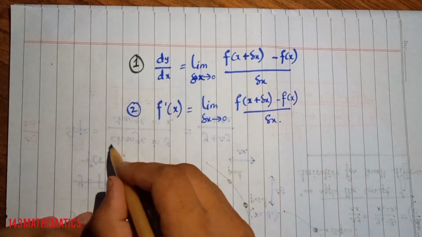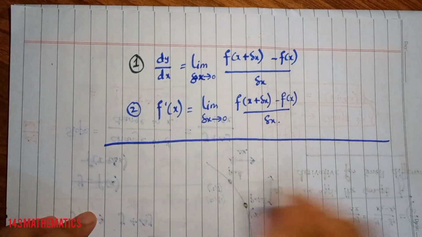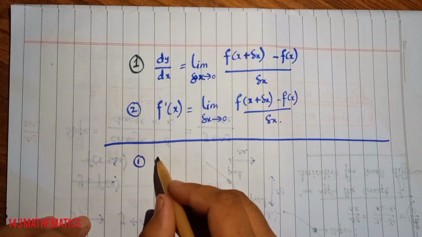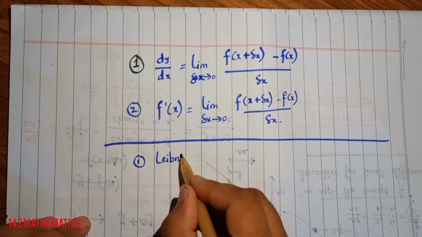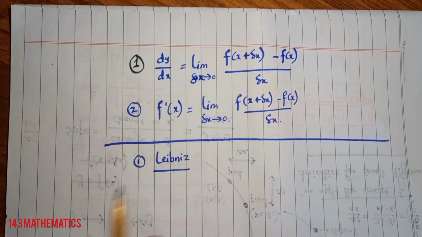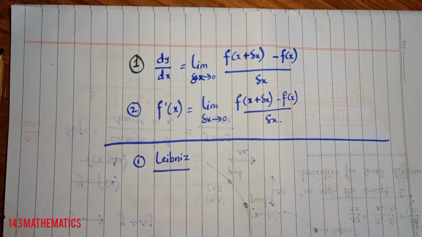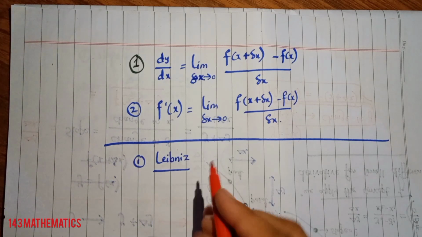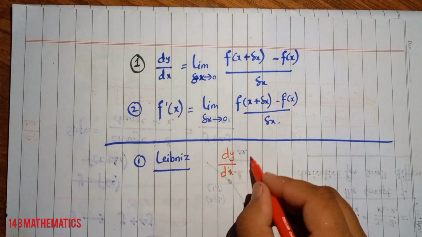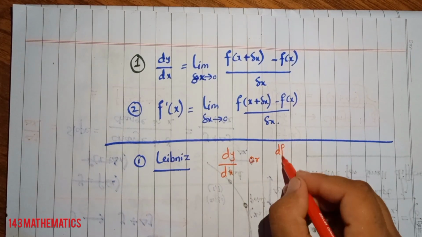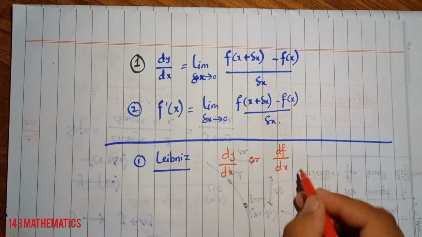First of all, the symbol for derivative used by Leibniz is dy by dx or df over dx.